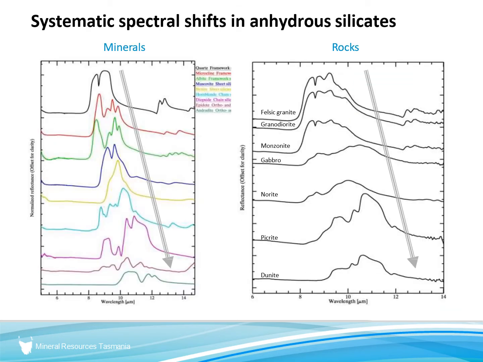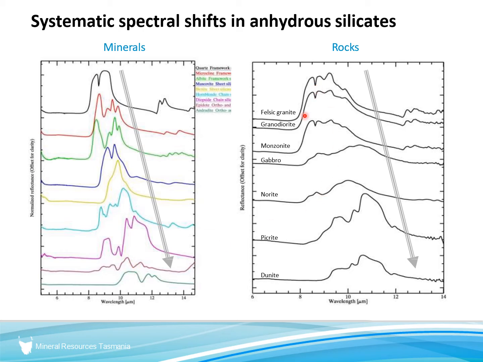We see systematic spectral shifts. So for the anhydrous silicates, you can see that a typical spectrum of quartz has a spectrum like this, and then as we go to more mafic minerals, here's the list up here, from quartz to microcline to albite to muscovite, down to hornblende, diopside, epidote, and down to garnet, you can see that the spectra tend to shift to longer wavelengths. So when we go from top to bottom here, we're actually going from felsic out to mafic.